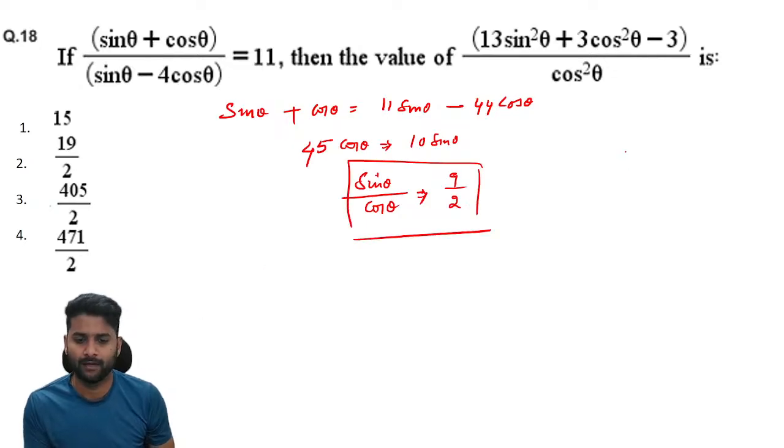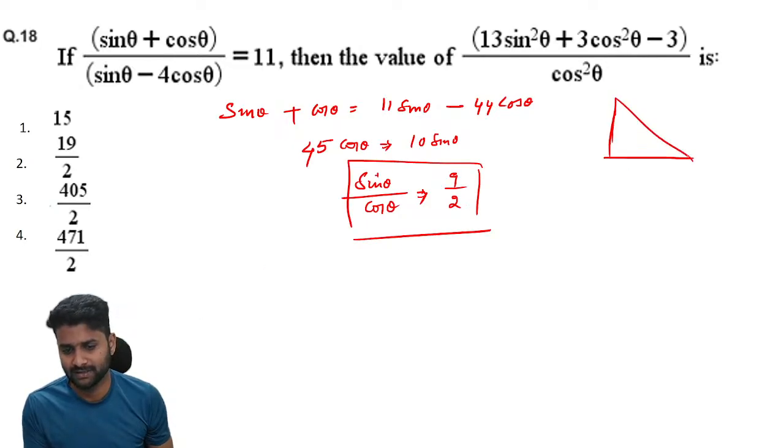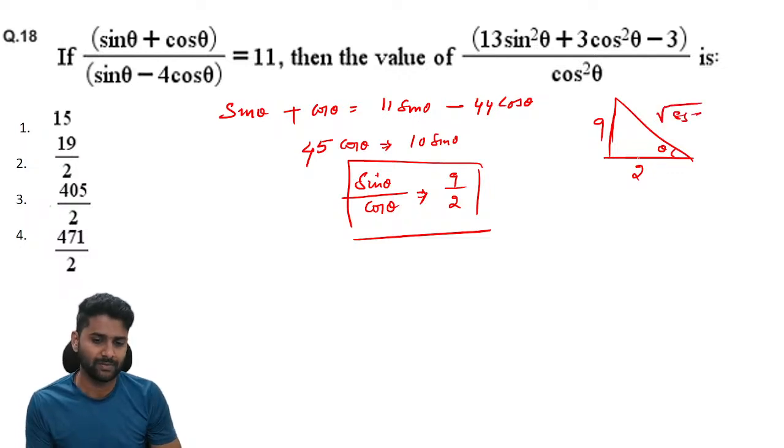Sin theta divided by cos theta is equal to 9 divided by 2. So let's take the right angle triangle here. This is the angle. So sin theta is all about 9 and cos theta is all about 2. This is the base, this is adjacent. Then the hypotenuse value is root over 85, root over 9 square plus 2 square. Now 13 into sin square theta. What is sin theta here?